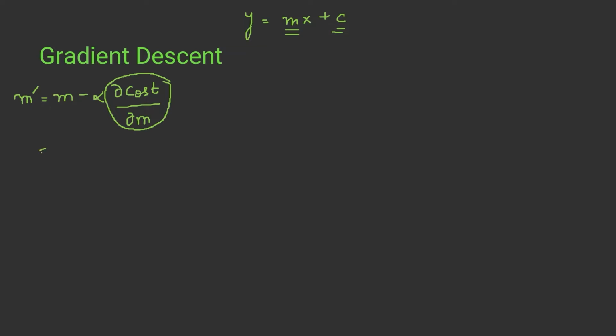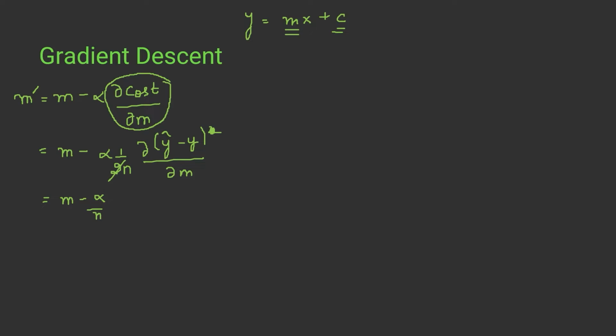So which is equals to m minus alpha 1 by 2n, because we are differentiating by m, so there is no need to do anything with n, so we take it out, and now we have inside (y predicted minus y) raised to the power 2 by del m, right? Now this 2 and this 2 will cancel out. Okay, so we will be having m minus alpha by n.